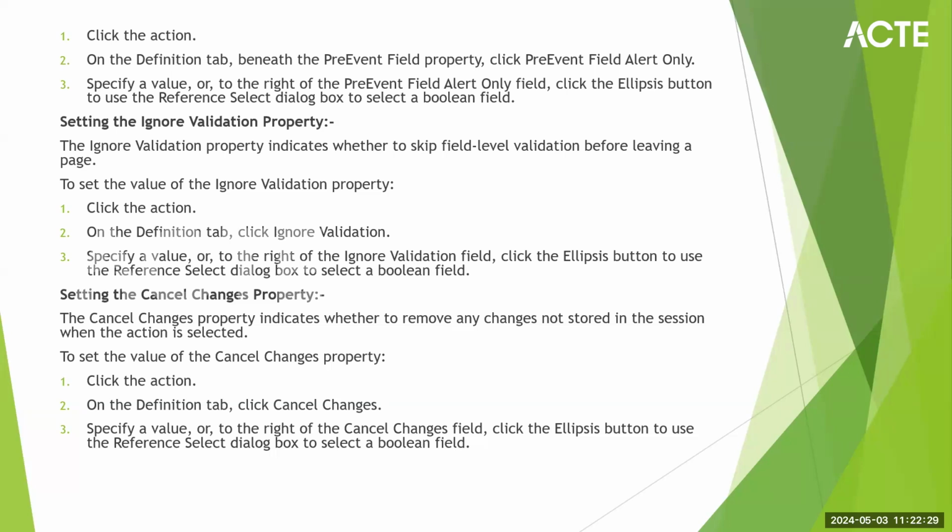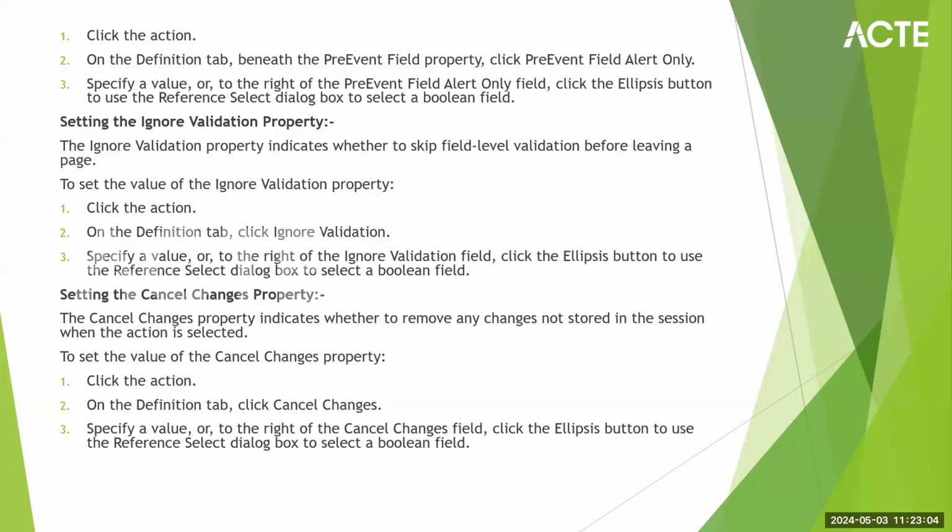How do you set the cancel changes property? The cancel changes property indicates whether to remove any changes not stored in the session when the action is selected. For example, you have created one button. When you click on that button, whatever changes you have done before clicking on that button, if you don't want to store them in a session XML file, in that case we use this property.